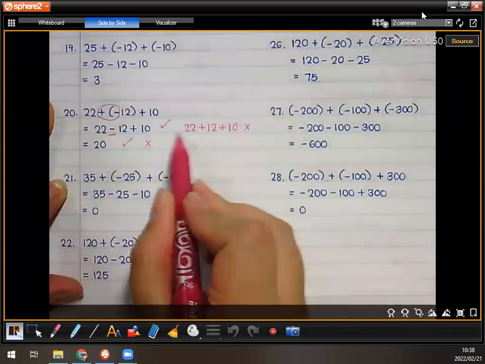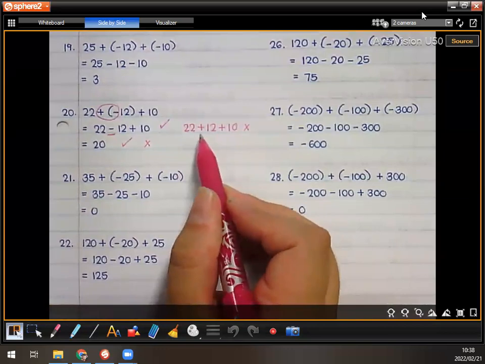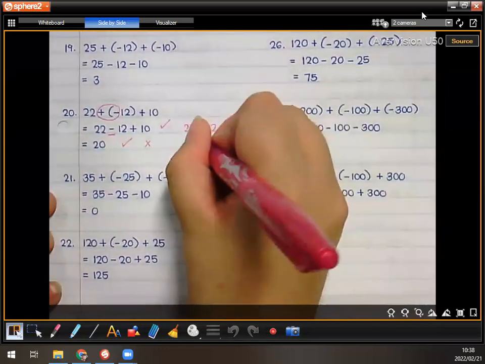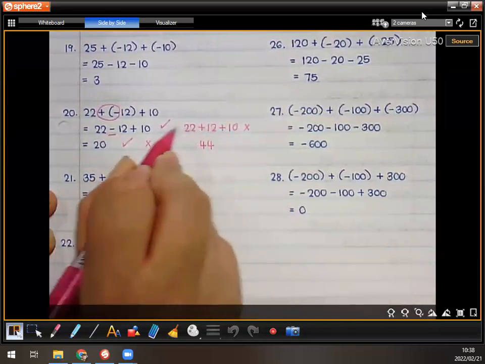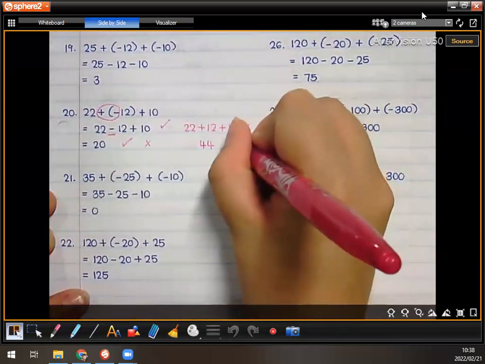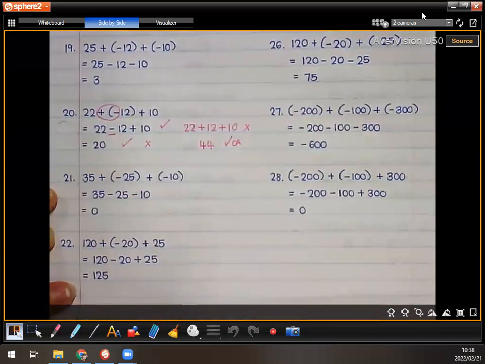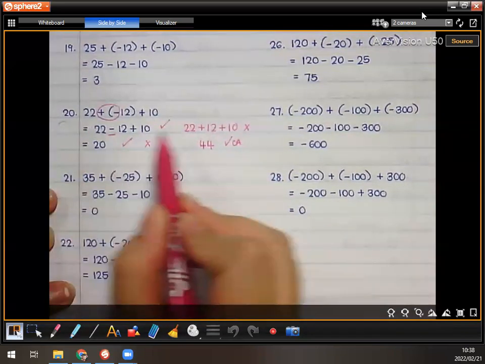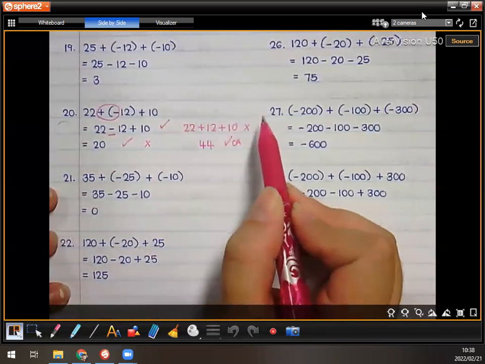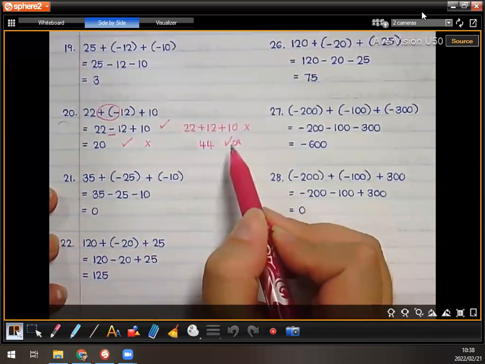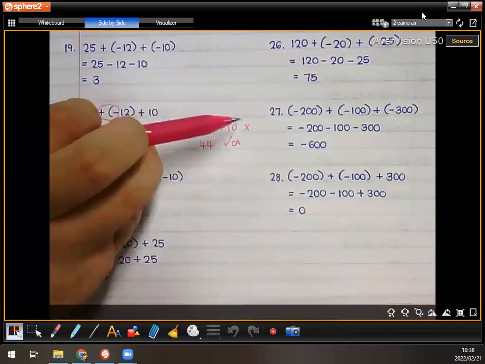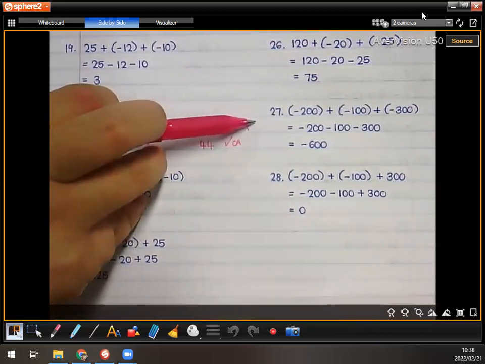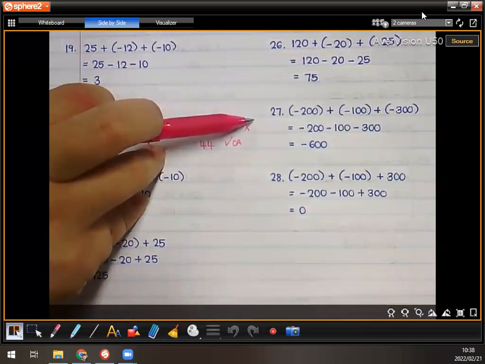But then, what is the answer in this case? What's 22 plus 12? 24 plus 10 is 44. Even though this answer is wrong, because it's following on from your previous line, you will get a CA mark for that. CA stands for consequential accuracy. Alright, so if you show your working and you're making a mistake here, you lose that mark, but then you're not going to lose the next mark as well if you're working with your mistake. But if you don't show that line and you just show me an answer of 44, I'm just going to say that's wrong. You're going to lose both marks.